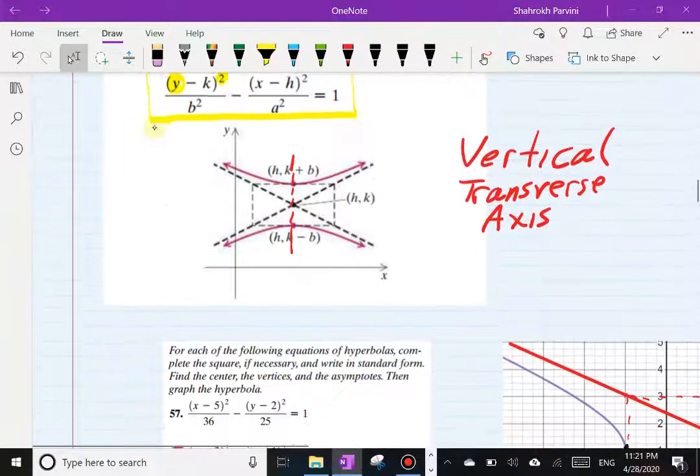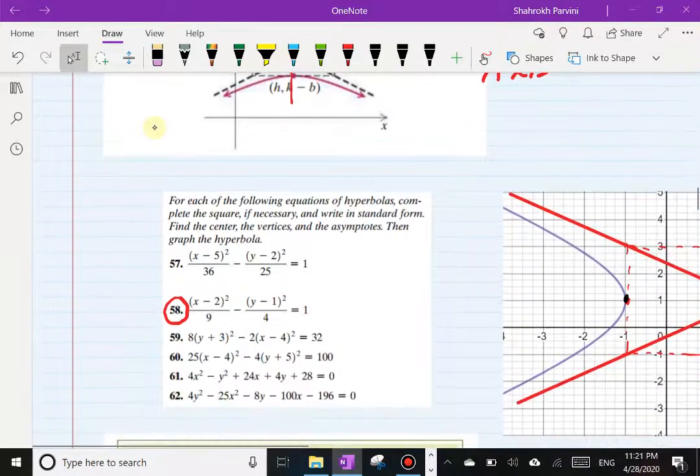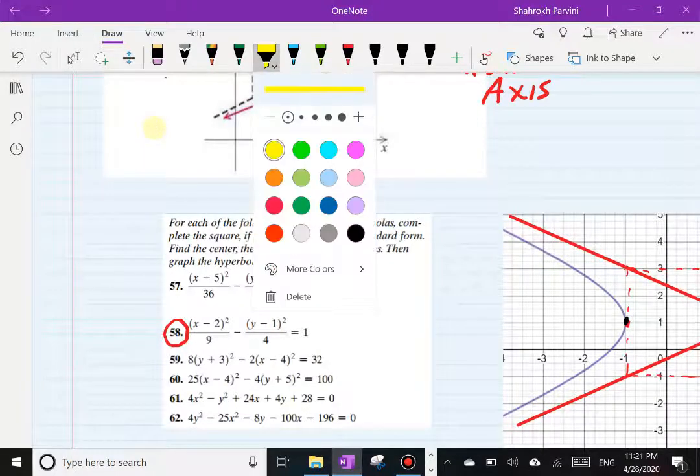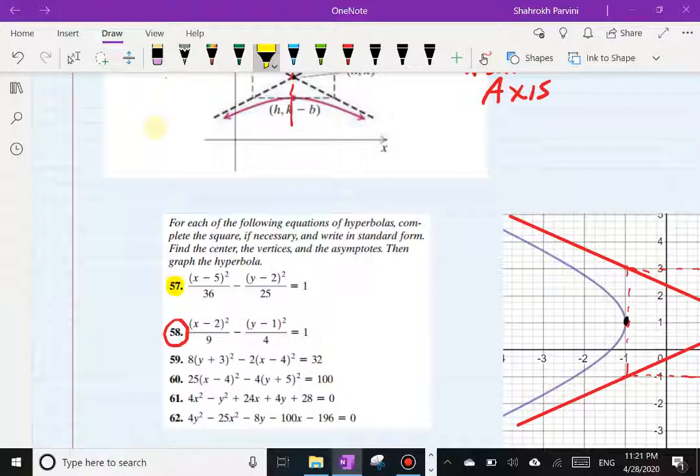Okay, now we'll look at an example here. I didn't assign any homework problems here, but it's good to know. I'm going to do one of them. If you want to try number 57 here, there you go. Try that one and see how it turns out. Both of these are going to be horizontal, right?